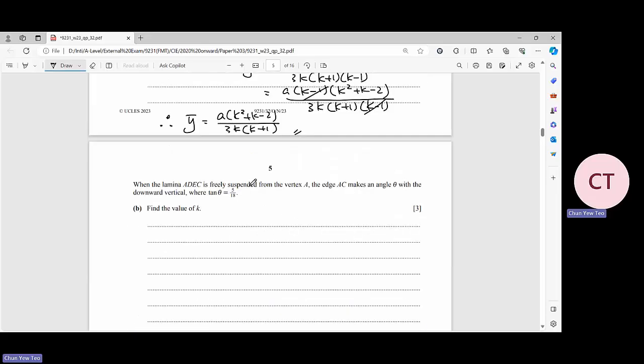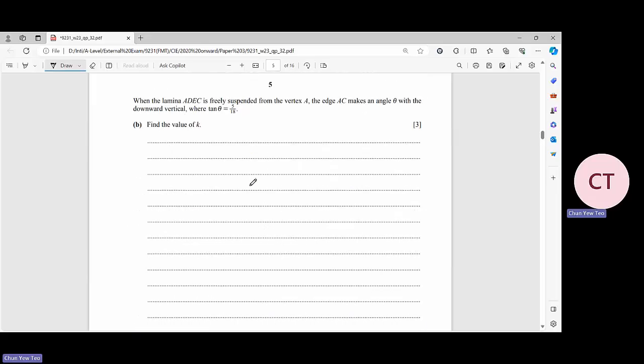Then part B. They say that when the laminar ADEC is freely suspended from the vertex A, the HAC makes an angle theta with the downward vertical where tangent theta equals 5 over 18. So this is the diagram that we're having now. We have found the bar Y. This is the bar Y, and the center of the mass falls on the axis of symmetry. So this length over here must be A.